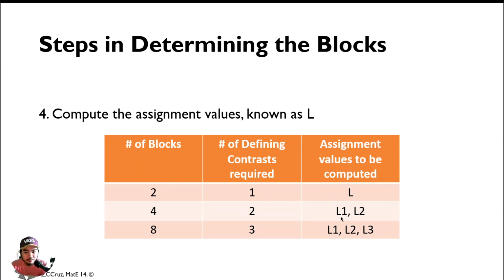So when L equals 0, yun yung block 1, L equals 1, yun yung magiging block 2. Tapos dito naman, pag 4 blocks, so magiging L1 is equal to 0, L2 is equal to 0, tapos L1 is equal to 1, L2 is equal to 0, tapos third block is L1 is equal to 0, L2 is equal to 1, and last block is both equal to 1 sila. So parang ganoon.